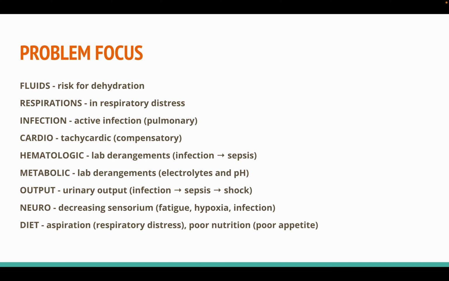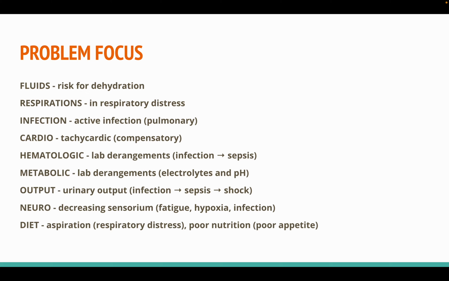We can also use FRICHMOND in generating our anticipatory problems that we could encounter with our patient. So for example, in terms of FRICHMOND, we can start with fluids. Our patient is at risk for dehydration, secondary to the tachypnea and also the fever. And then respiratory-wise, we could place here that our patient is in respiratory distress. So that's also a problem that we should really address.